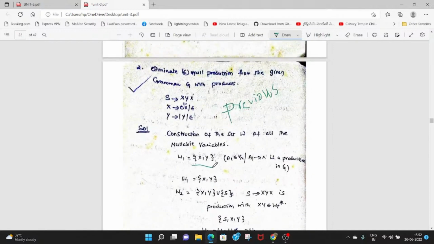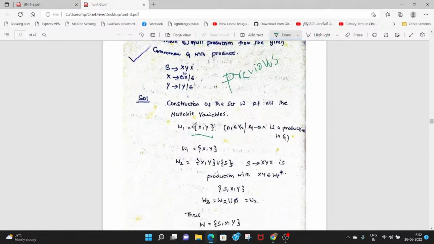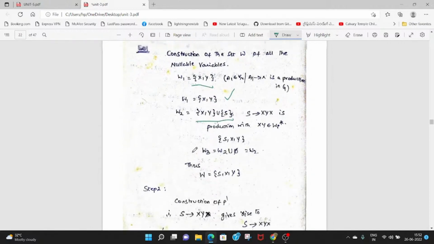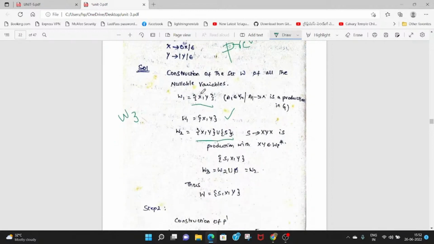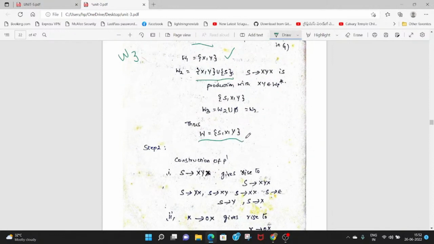I'm including X and Y because X and Y directly derive null productions. After that, I consider whether any variable is going to derive the combination of X and Y. Yes, it is derived by capital S, so I'm including S here. Later I construct W3. I need to verify if any variable derives the XY combination or S. No other variable derives it. So W2 equals W3, which consists of three variables: S, X, Y.